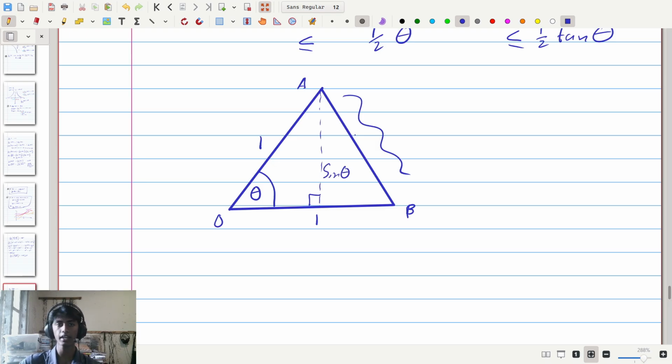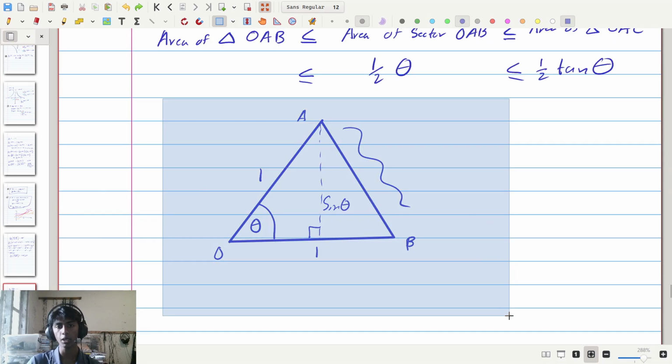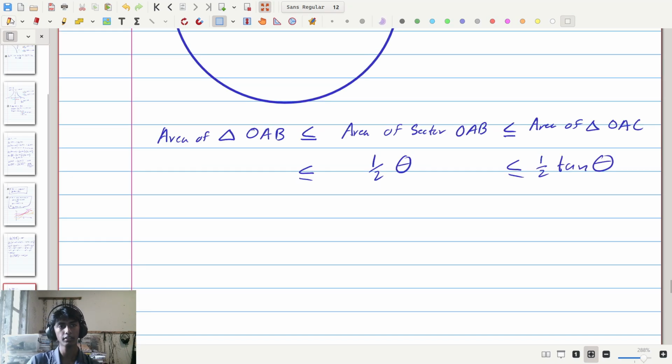Over here, the triangle's area is going to be half into base into height. Since we have a perpendicular here, this can be considered base, in which case this will be the height. So therefore, the area of this triangle is half into base into height, which is half into 1 into sine theta, which is half sine theta. Substituting that in up here, the triangle OAB has an area of half sine theta.